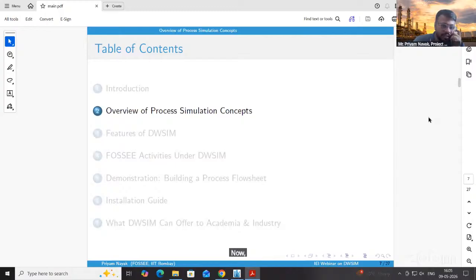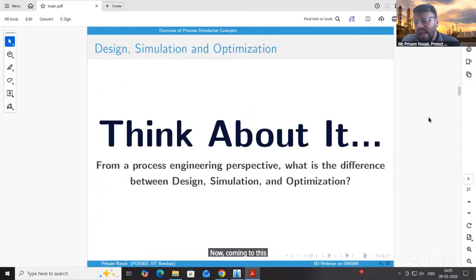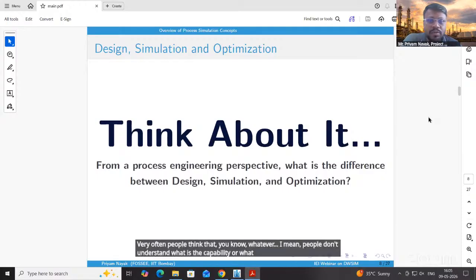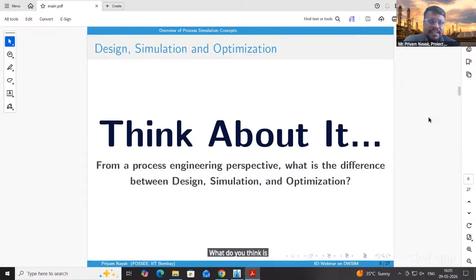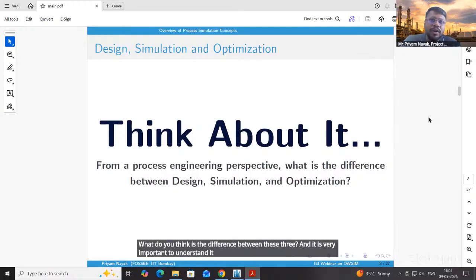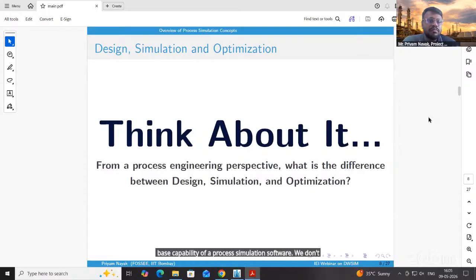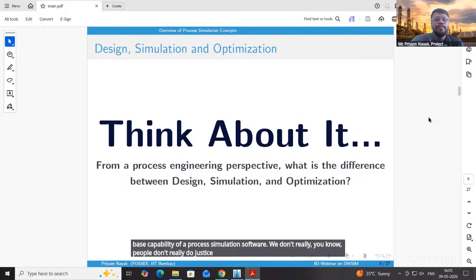Now coming to this, I wanted to pose this question because very often people don't understand what the capability or purpose of a process simulation tool is. That is the reason I have written this: what do you think is the difference between design, simulation, and optimization? From a process engineering perspective, what do you think is the difference between these three? It is very important to understand it, because unless you understand the base capability of a process simulation software, people don't really do justice to its use. So that is the reason I wanted you to understand the difference between these three terms: design, simulation, and optimization.